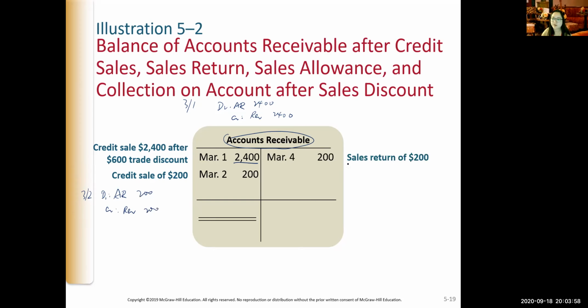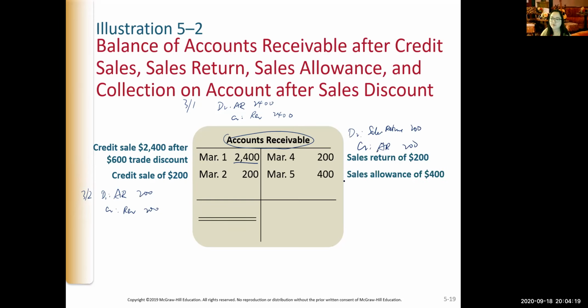And March 4th, they are not happy about the glass, hence you say, okay, return the glass to me. So you report a sales return, debit sales returns and credit accounts receivable for 200, right? So that's what this is.